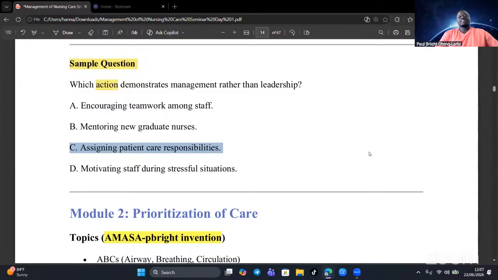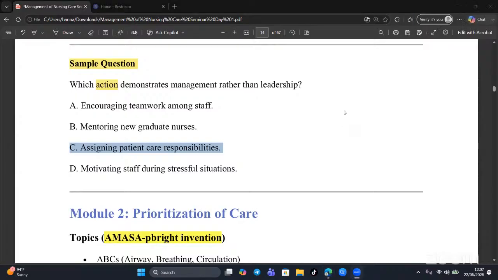Why will you choose C? The reason is that leadership in that field focuses on patient responsibility. I mean, patient care.